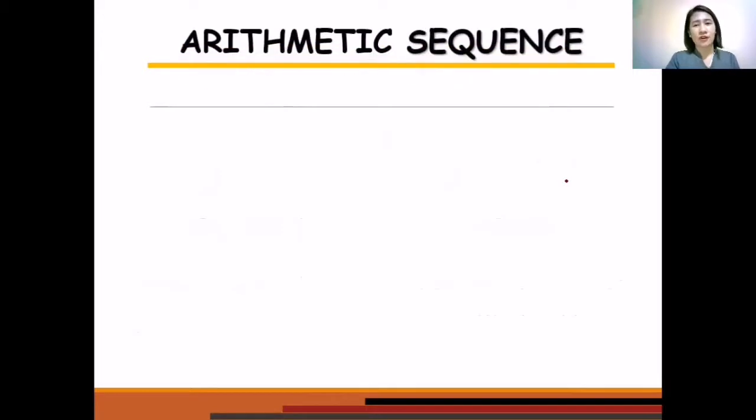Let us now focus on the arithmetic sequence first. What I will do is give all the definitions and formulas, since this is not new to you. I'll be giving all the formulas and definitions needed, and then later I am going to give examples. We actually have 10 examples. So if you want to work on it on your own, you may pause the video and answer it before you watch the solution.